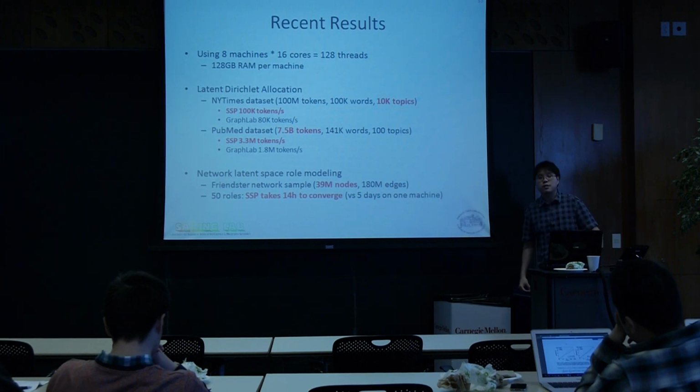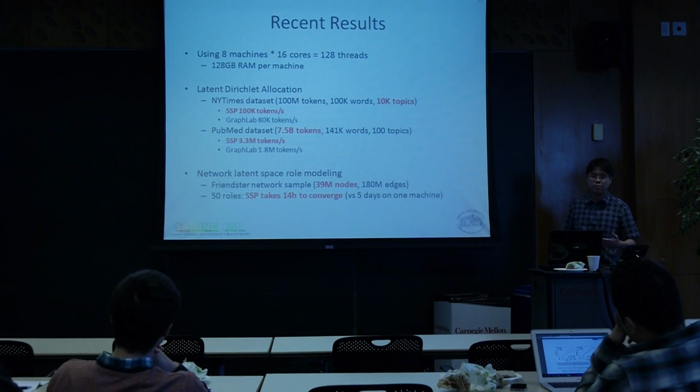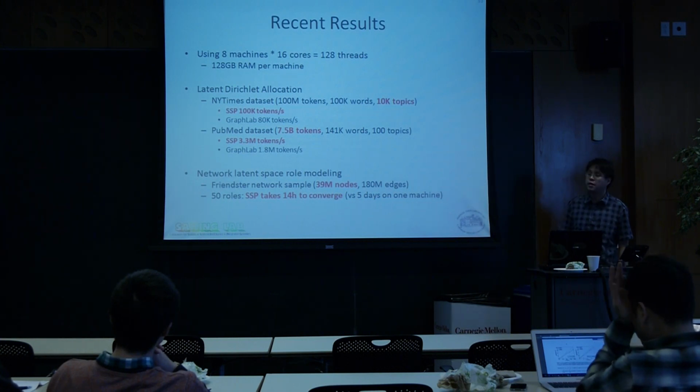If we go to a larger data set, such as the PubMed corpus with about 7.5 billion tokens and 141,000 words, but we use a small number of topics, we also record nearly double the throughput of GraphLab, about 3.3 million tokens per second versus about 1.8 million.